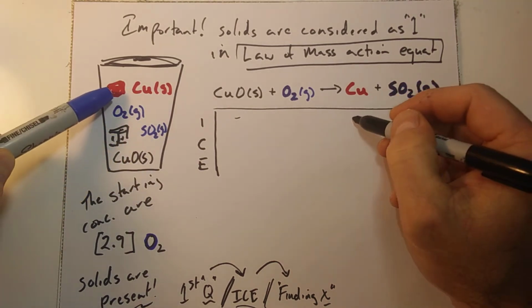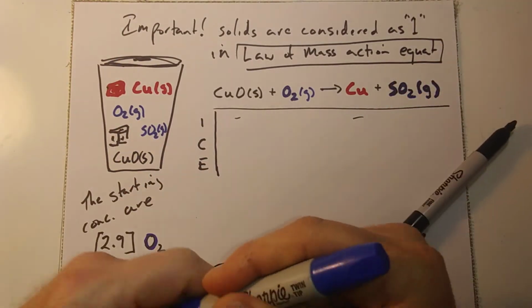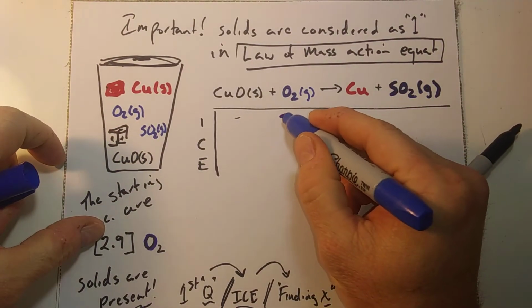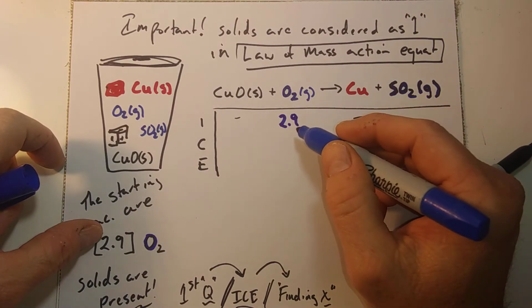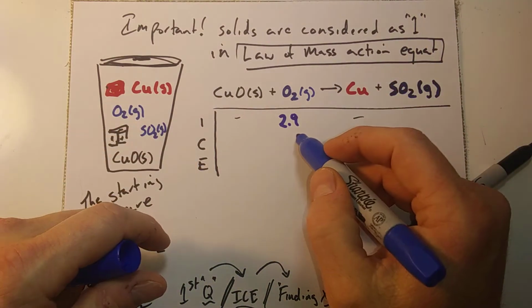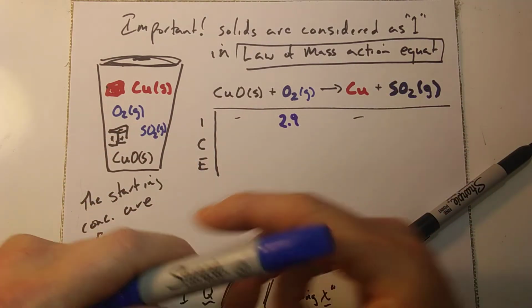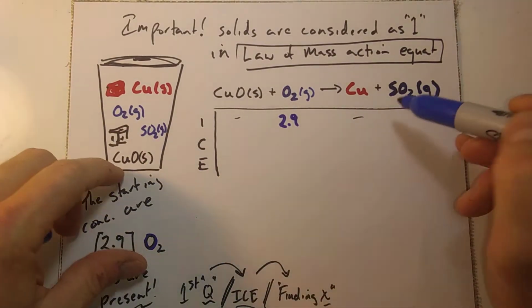We're not going to do the same thing for copper either. It's a solid. So in your ICE table, you don't consider it. Now for the oxygen, we know we have 2.9 molarity. Again, this is molarity, not moles. So if they give you in a question moles and liters, you've got to set that to molarity by dividing the moles by liters. And we had 0 amount of the SO2.